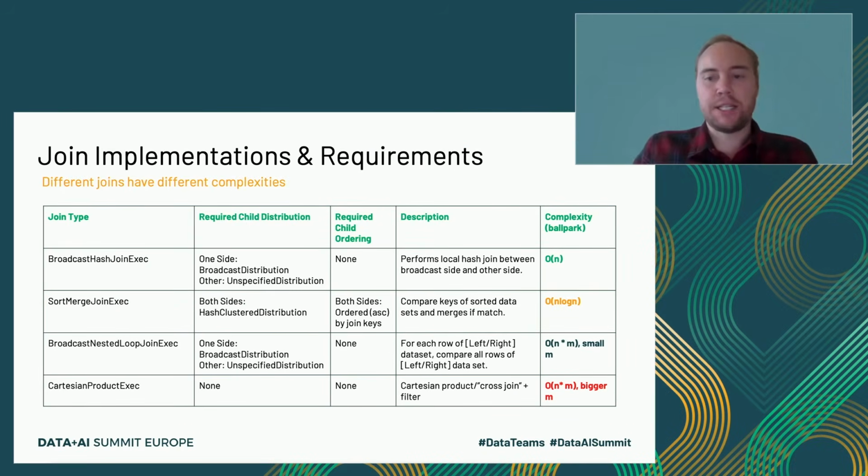The last join operator is the Cartesian product exec. What happens in this one is that it's essentially doing a cross join between the 2 data frames it tries to join. Afterwards, it will do a filter to only retrieve the rows that actually match the join condition. So what do I mean by a cross join? It generates all the possible combinations of rows between the left and the right data frame. This is also quite high complexity, again O(n times m). Compared to a broadcast nested loop join exec, the m typically tends to be a bit bigger, so this operation tends to be more expensive.